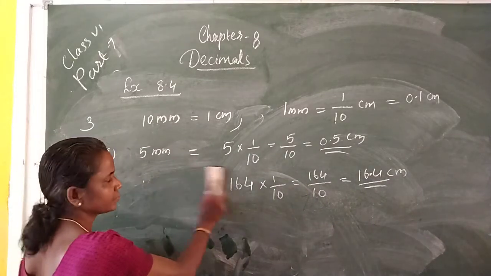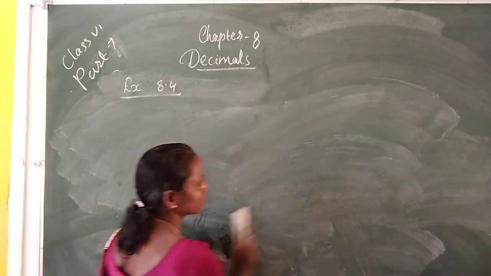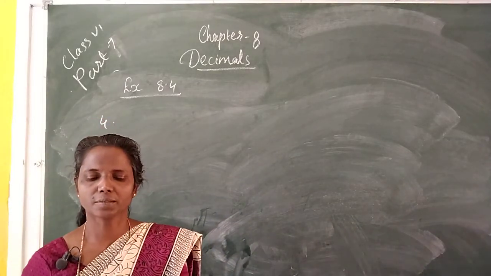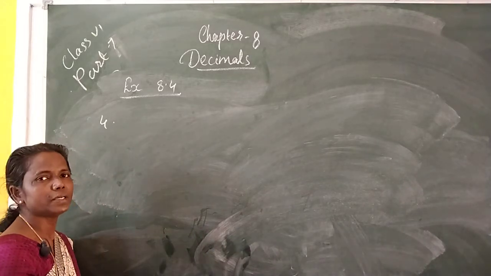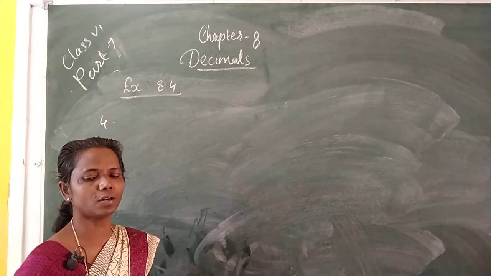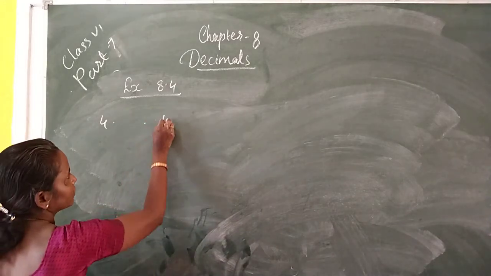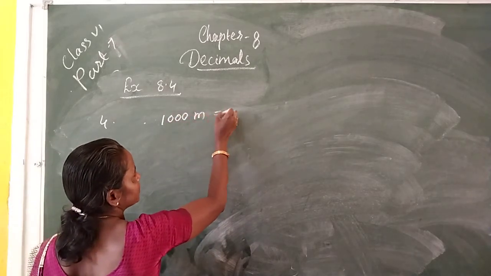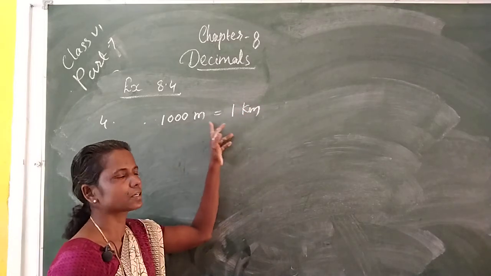The next question number 4. Fourth question, look. Read the question. Express as kilometer using decimal. Here meter is given. So meter convert into kilometer. So we know 1000 meter is equal to 1 kilometer.